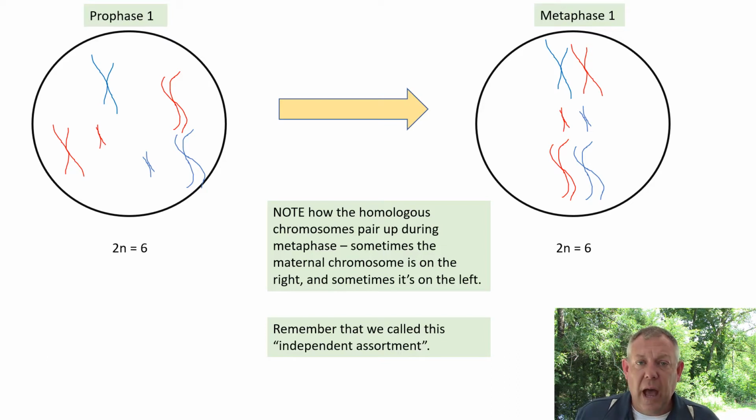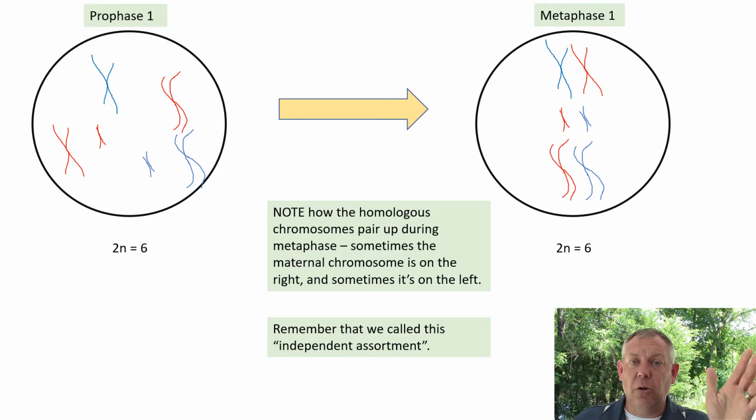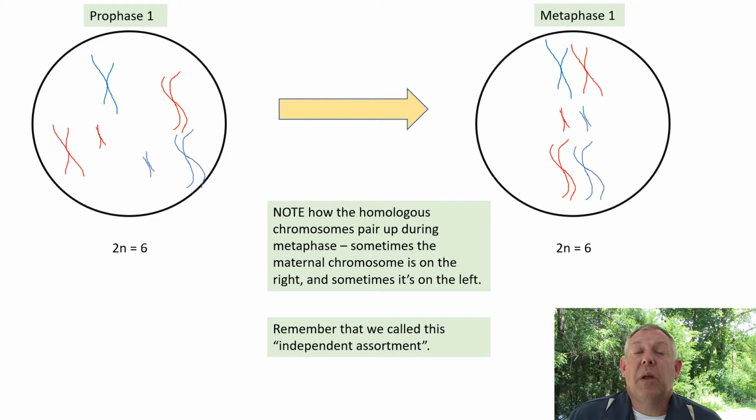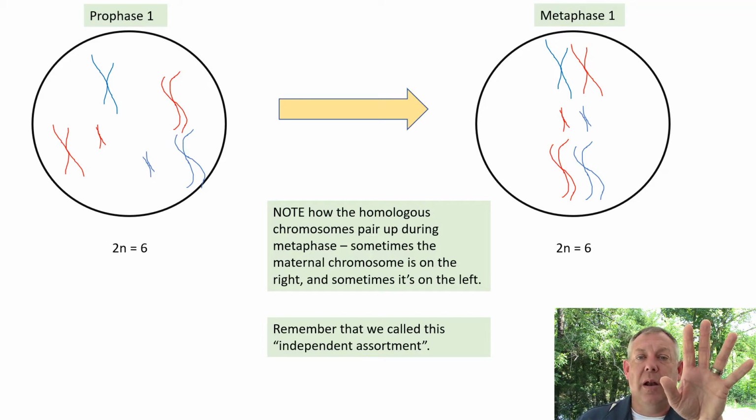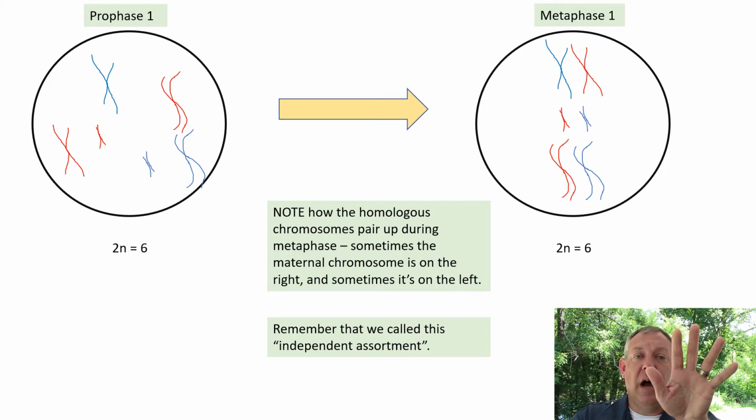Now notice how they pair up and how they line up at the equator. Sometimes the blue chromosome is on the left, and sometimes the blue chromosome is on the right. It's random how they line up. Sometimes the paternal chromosome is on one side, and sometimes the paternal chromosome is on the other side, and of course the maternal chromosome is opposite of that. Remember that we call this independent assortment: how one homologous pair lines up at the equator is independent of how all the other ones line up.